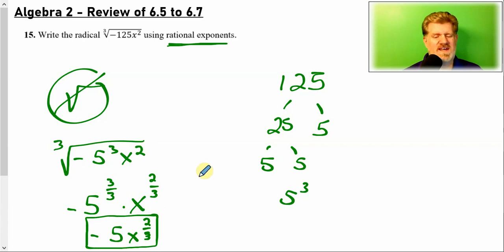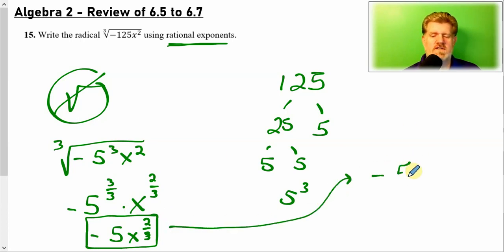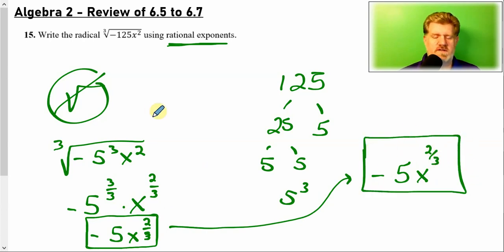Okay, that's a little sloppy. Sorry guys, let's do it out here so I have more room to write. That looks better. But that's your answer. Negative 5x to the 2/3.